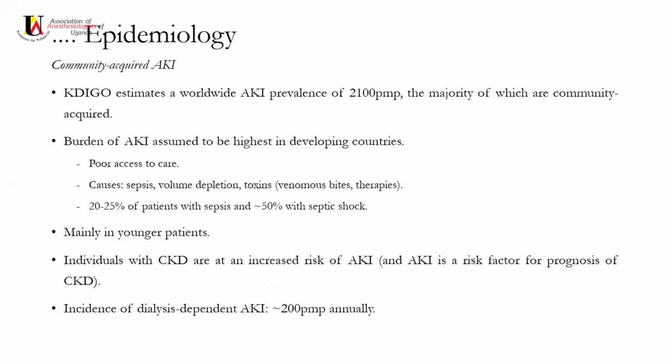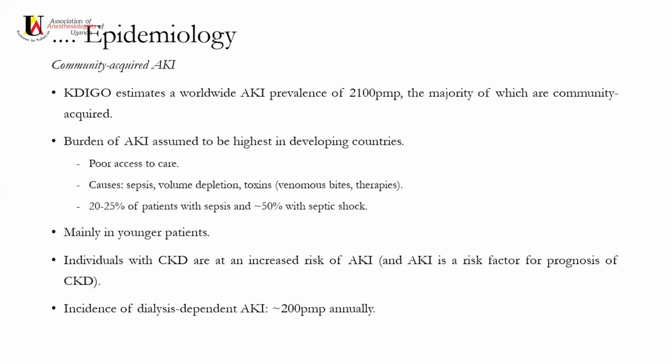In the community, the Kidney Disease Improving Global Outcomes consortium estimates a worldwide AKI prevalence of about 2,100 per million persons. The majority of these cases occur in the community, as I mentioned, mainly in the developing world. Some of the reasons highlighted for this large proportion are poor access to care, but also plenty of infections associated with sepsis.